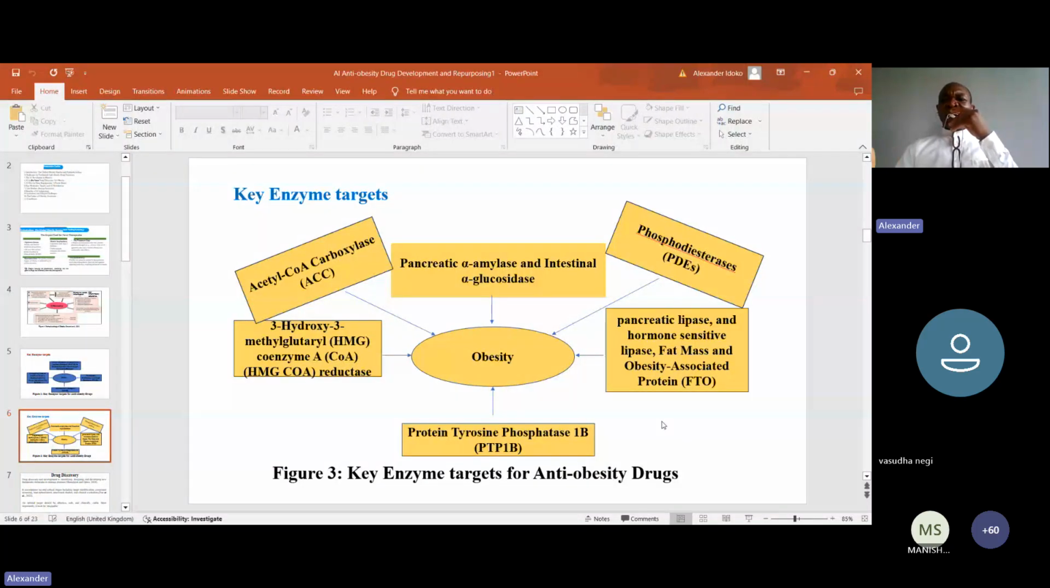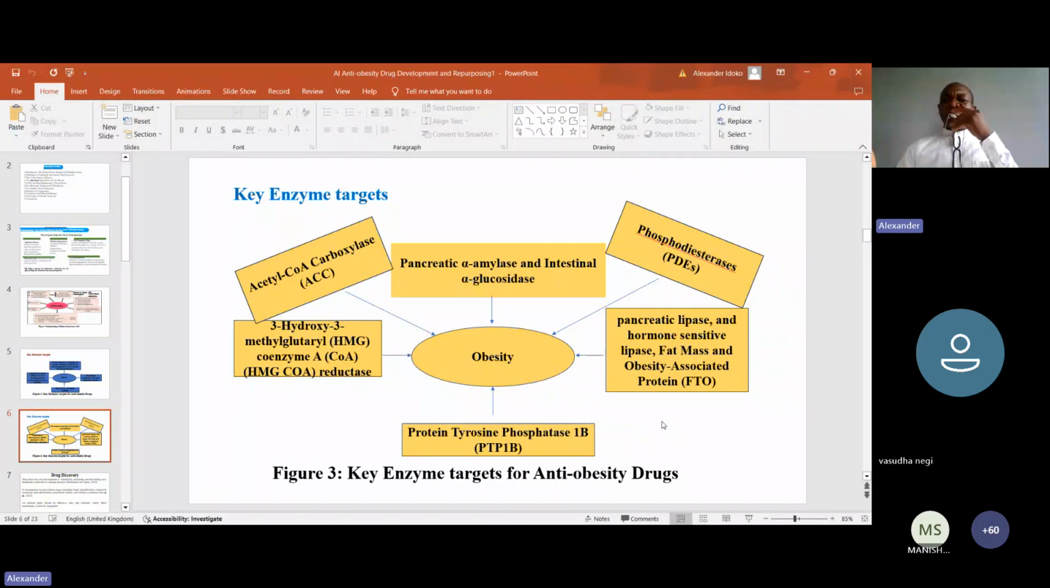Then we also have the pancreatic lipase and the hormone-sensitive lipase, and they are also associated with the regulation of fatty acid in the body, in the adipose tissue and in the liver. They help to break down triacylglycerol when energy is needed as an alternative source from the adipose tissue. So they are also good targets for obesity drug development.